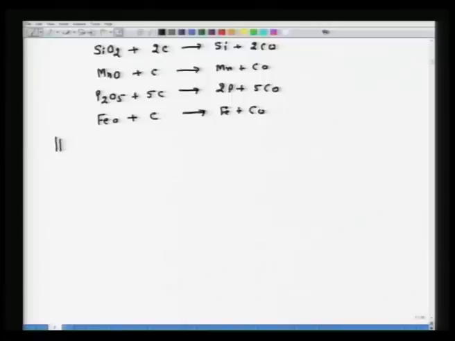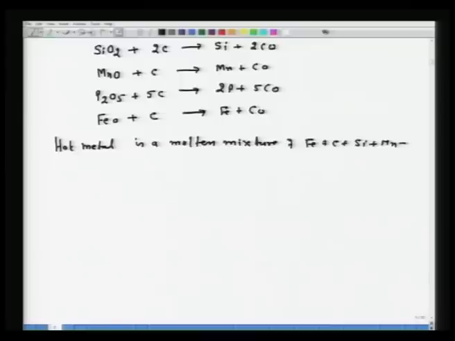So, hot metal is a molten mixture of iron plus carbon plus silicon plus manganese plus phosphorus plus sulfur. Carbon is also absorbed because carbon is present over there. This hot metal formation is accompanied by the formation of slag. So, slag is also formed such that the gangue minerals are separated.